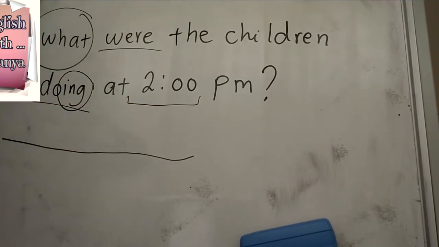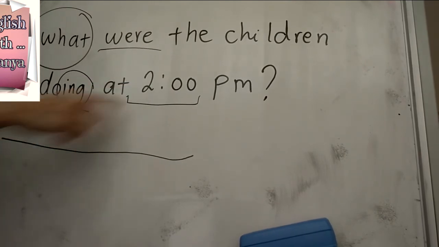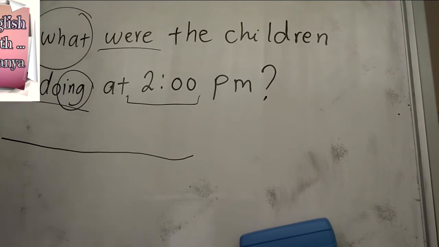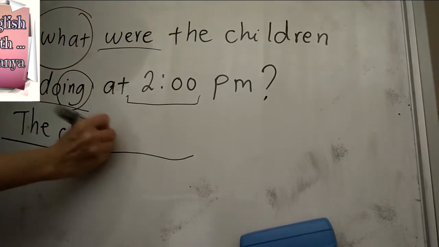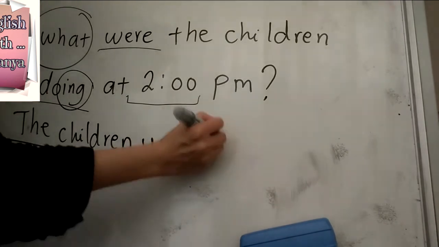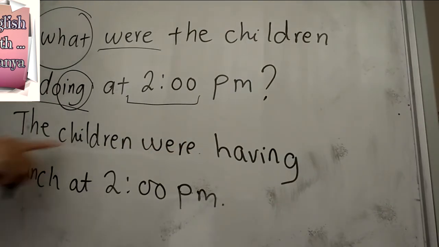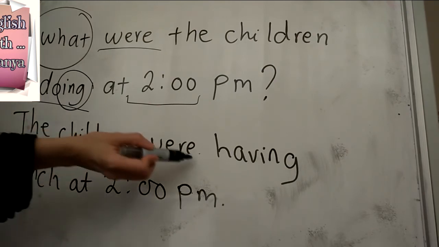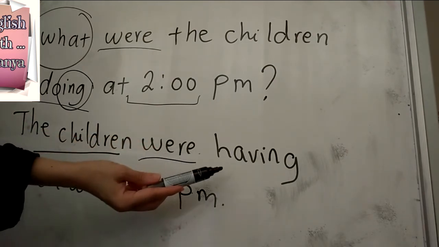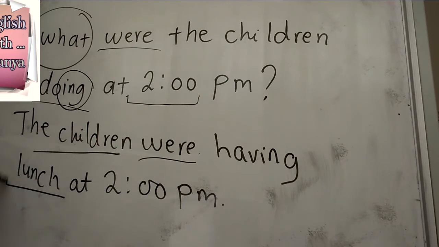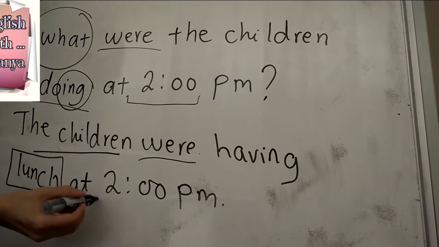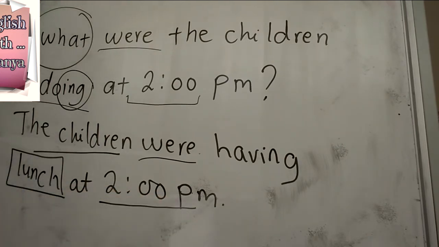So what does that mean? It means that your answer has to be about just 2 p.m. So we can say, for example, the children were having lunch at 2 p.m. So here, the children, we have the subject followed with the verb, were having lunch. So this is what we wanted to know. They were having lunch at 2 p.m. So do you see it now?